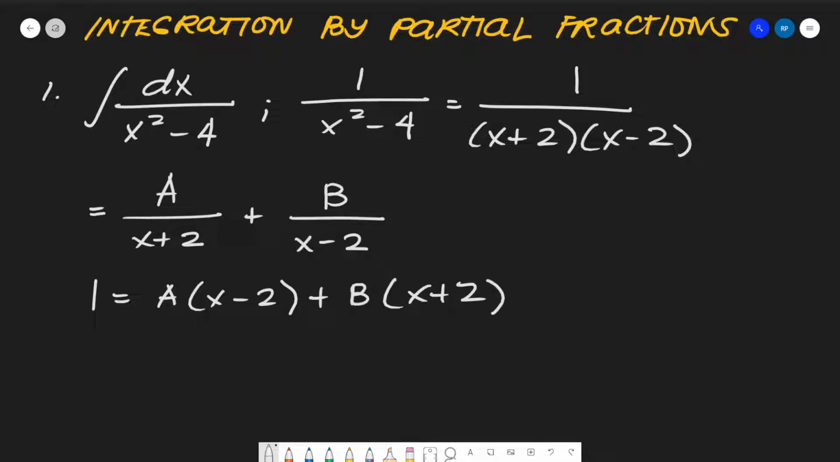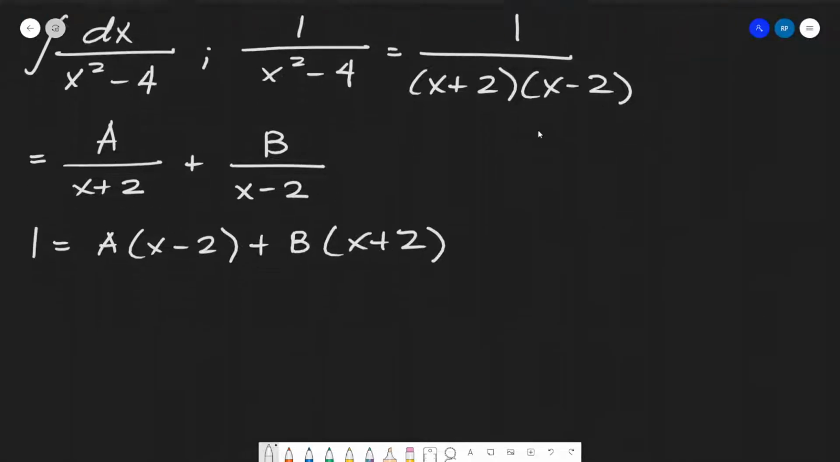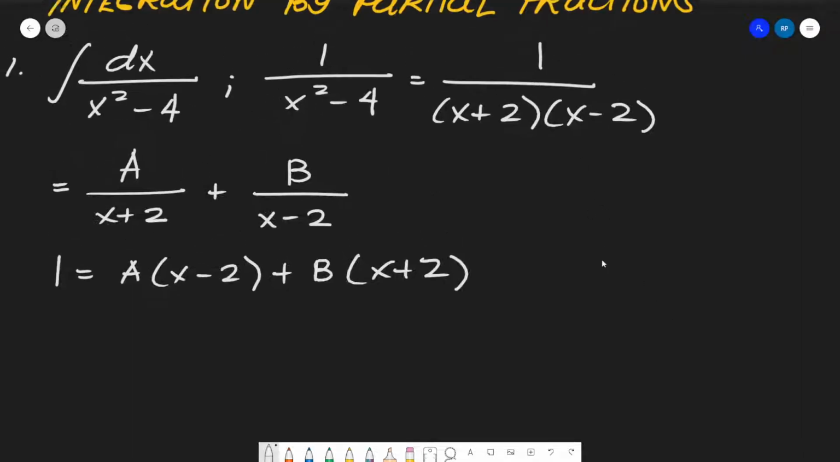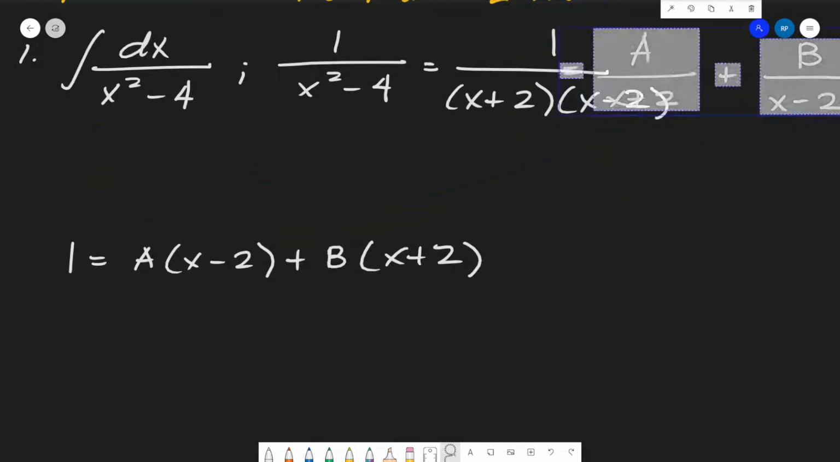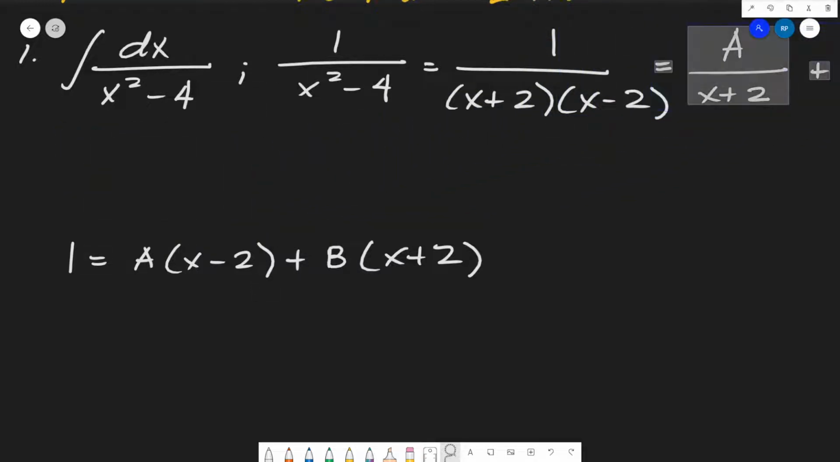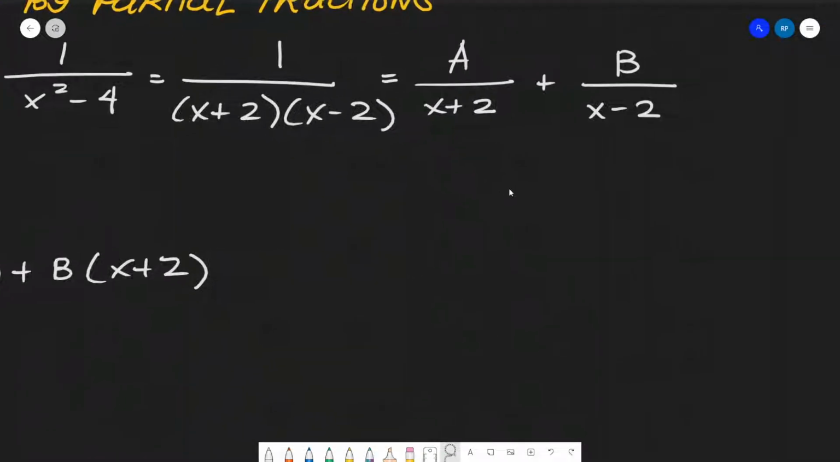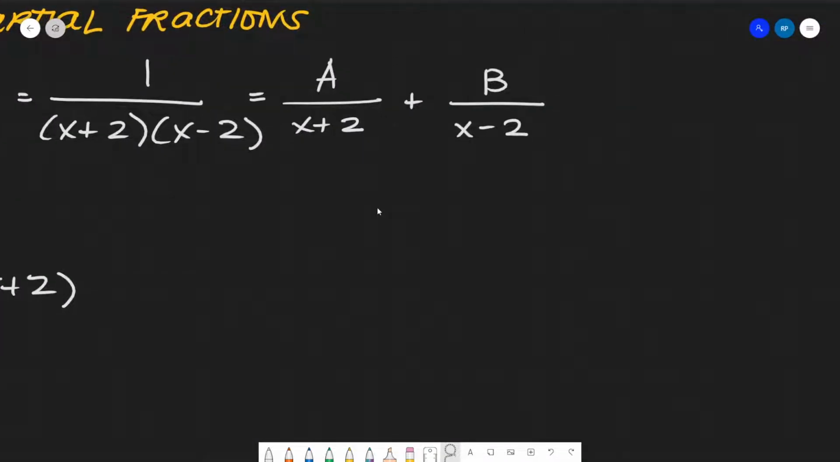How did we get this? Remember, in our given, this is our decomposition. Then we multiply by the original factored denominator, (x plus 2)(x minus 2).